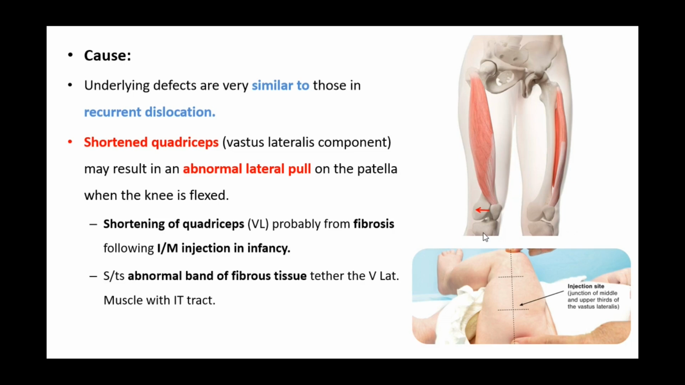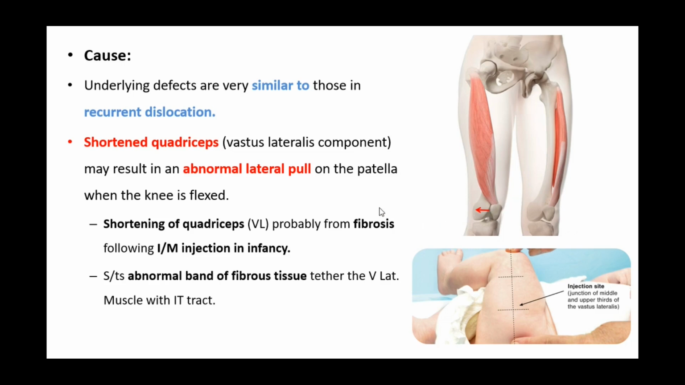Now, other than that, shortened quadriceps is one of the reasons, especially the vastus lateralis component of the quadriceps. So, when there is a shortened vastus lateralis component of the quadriceps, it will result in an abnormal pull on the patella. As you can see here, this is the vastus lateralis. If it is shortened, it will pull the patella laterally when the knee is flexed.